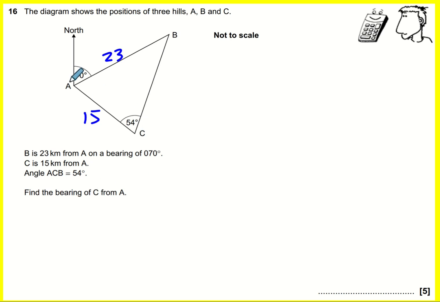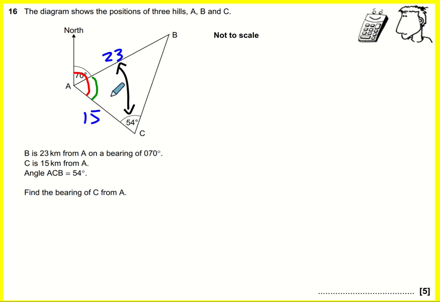So here's C, here's A. C from A means I start from A and I want to know this angle here. What this basically comes down to is finding this angle in the triangle, this green angle. How are we going to do that? Well, it's not a right-angled triangle, so we can't use trigonometry. However, something that I spot is that we have an angle and side pair.